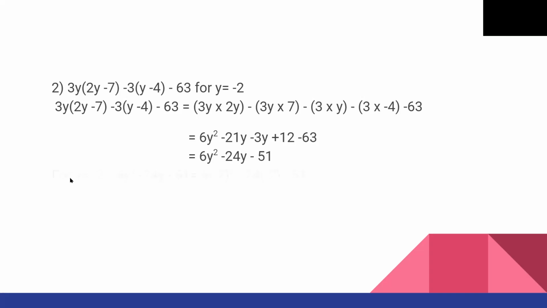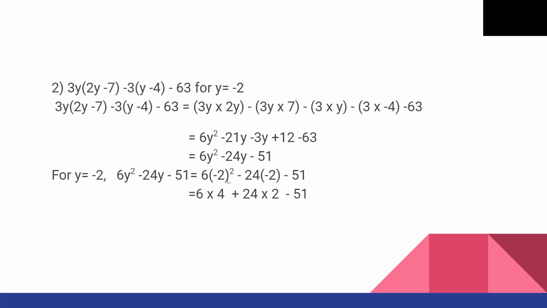So that is the second part of the answer. For y equal to minus 2, we have to find the given expression's value. So 6y square minus 24y minus 51 equal to, wherever y is there, we have to substitute the value minus 2. So it's equal to 6 into minus 2 square, minus 24 into minus 2 minus 51. Now let us calculate.